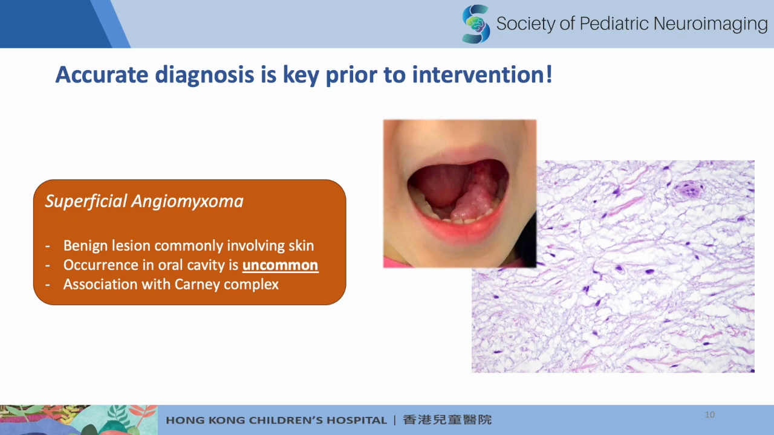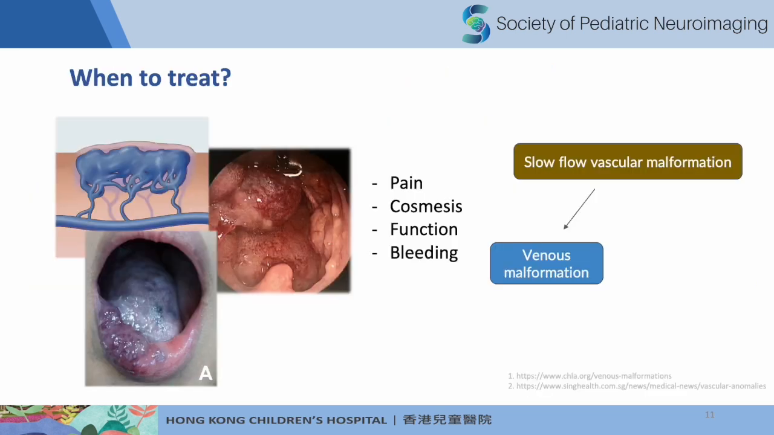This lesion turns out to be a superficial angiomyxoma, which is a benign lesion involving the skin and associated with the Carney complex. However, sclerotherapy or any interventional treatment is not indicated in this patient, and the best treatment would obviously be surgery. So when to treat these lesions?